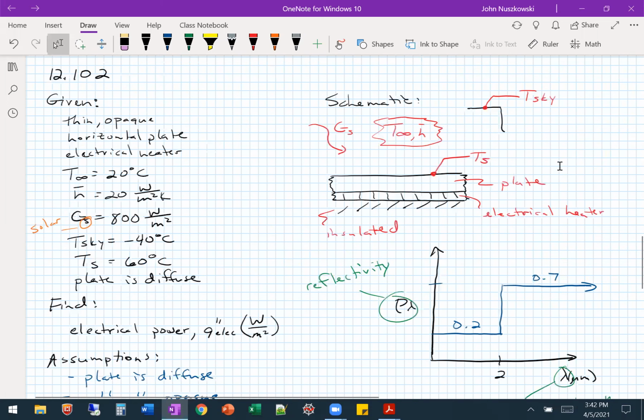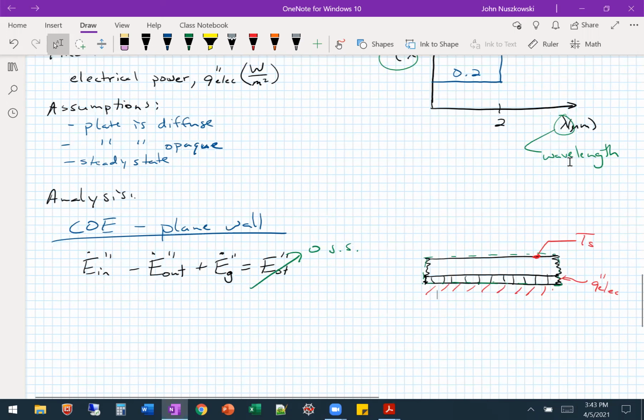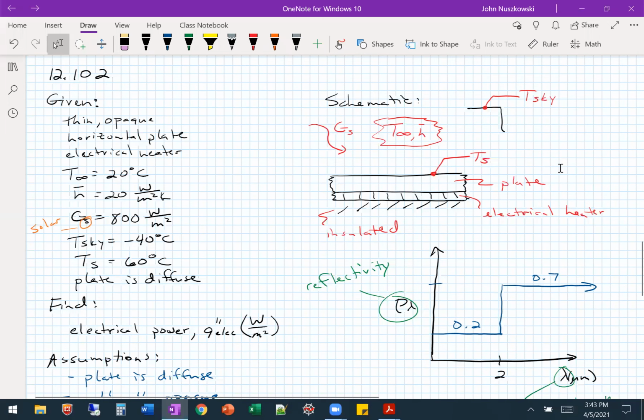Maybe I'll show this one. What's our different forms of energy? What do we got to label? Absorption, emission, convection. All right, so we got convection, emission, right? And then you said absorption, right? So is there just one absorption term?